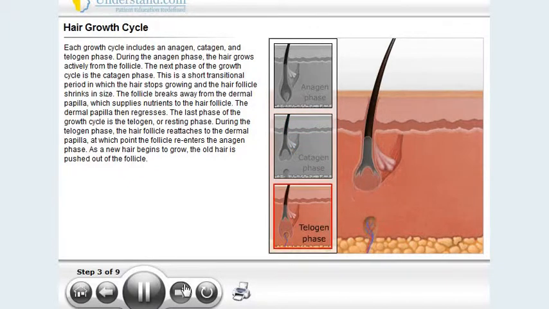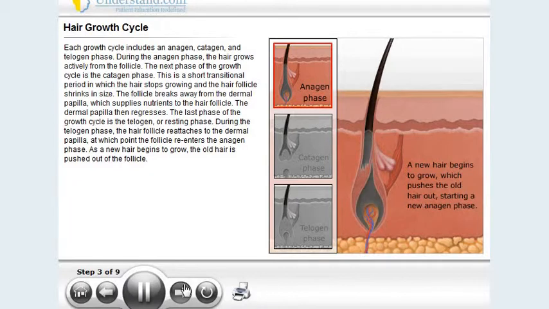The last phase of the growth cycle is the telogen or resting phase. During the telogen phase, the hair follicle reattaches to the dermal papilla, at which point the follicle re-enters the anagen phase. As a new hair begins to grow, the old hair is pushed out of the follicle.